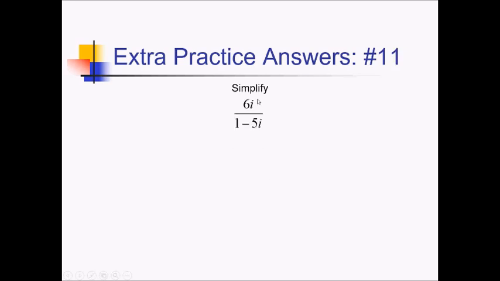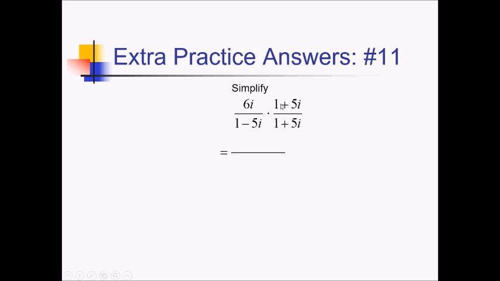To simplify this fraction, I need to get the i out of the denominator. The only way to do that is by multiplying by the conjugate of the denominator, which is going to be the same terms but with the opposite sign for the i. So instead of 1 minus 5i, I'm going to multiply by 1 plus 5i over itself. And I have to do top and bottom because I'm really just multiplying by 1 here, which doesn't change the value of anything.